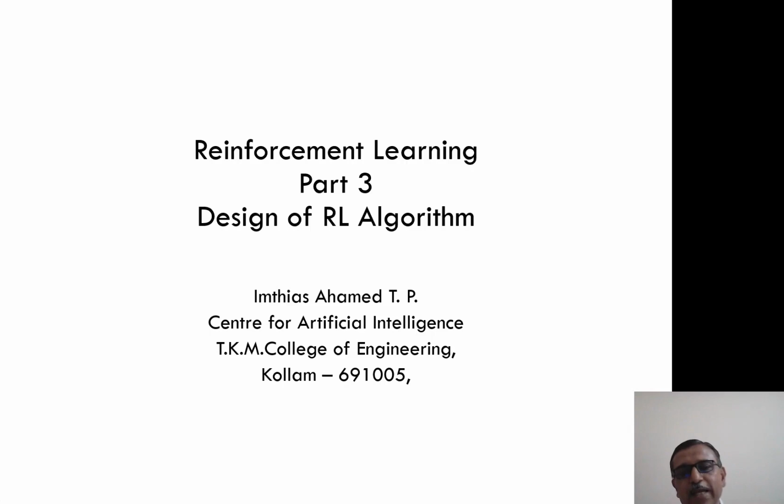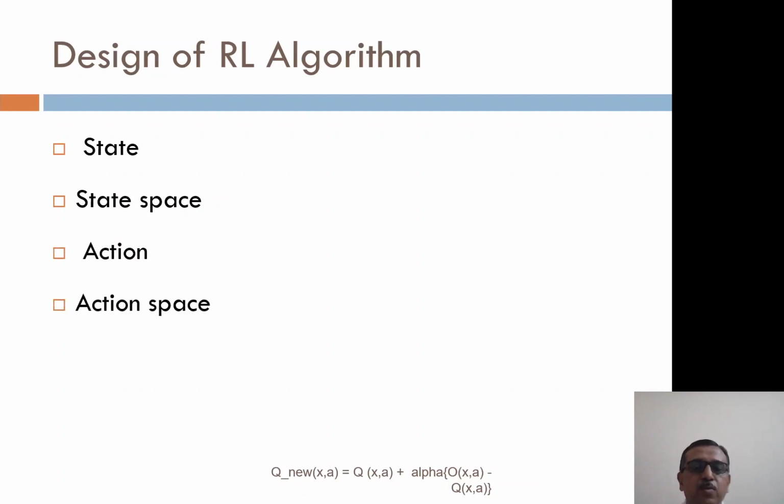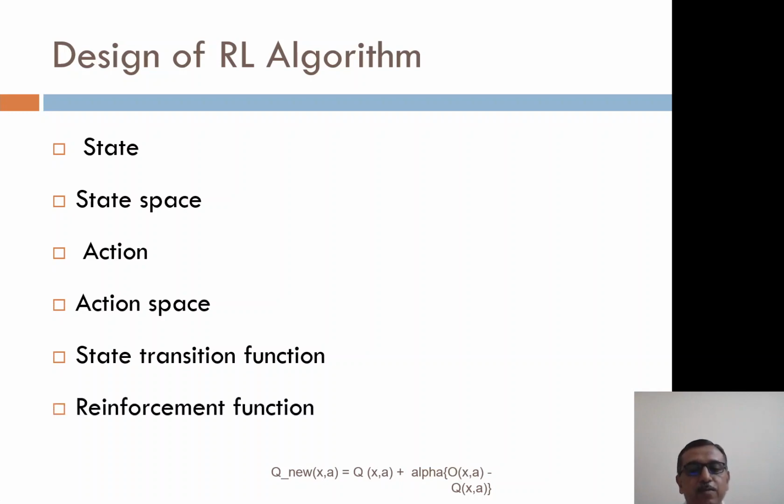And how do we design an algorithm for this? We have to decide what is state. Then we have to decide what is state space, action space, reward, state transition function, and a reinforcement function. Reinforcement function is the most appropriate name. Sometimes people may say reward very loosely.